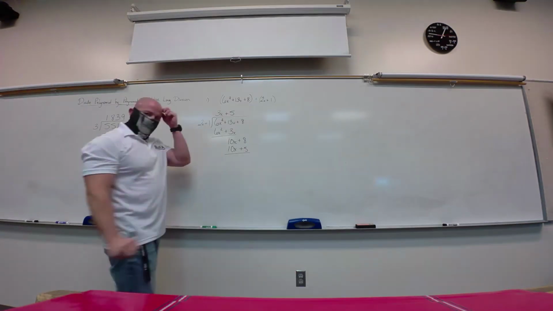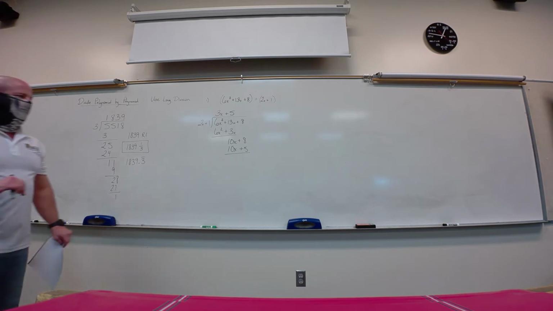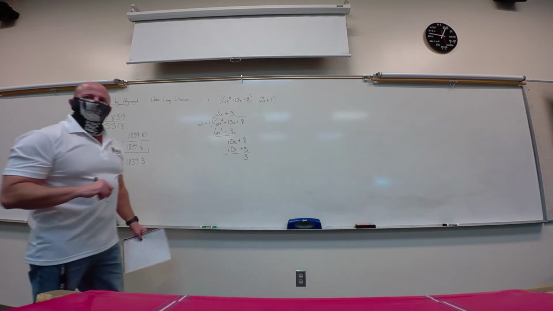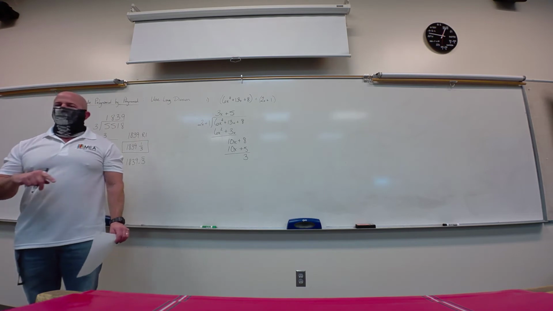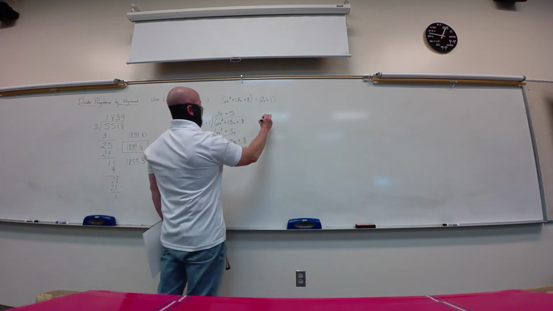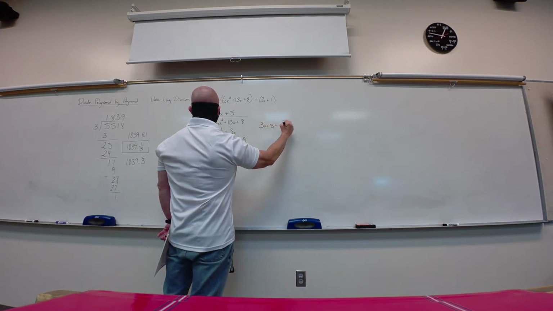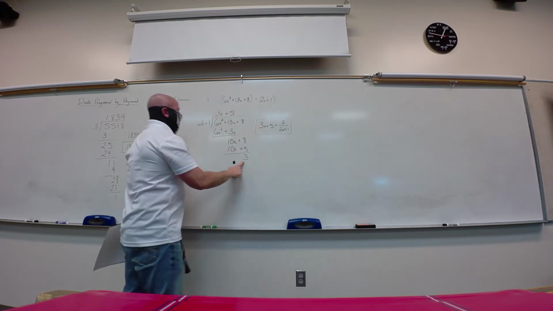And then we subtract. 10 minus 10, 0. And then 8 minus 5, 3. There's no more x's. 2x will not go into 3. There's not an x there. That's the remainder. So the way that I'll write my answer would be 3x plus 5 plus 3 over 2x plus 1. Remainder over divisor.